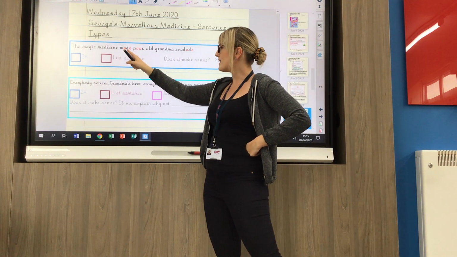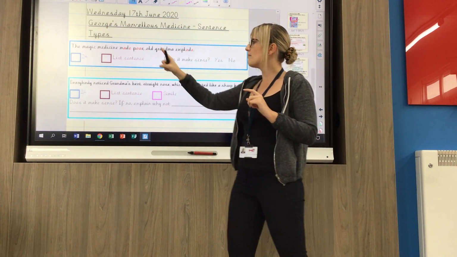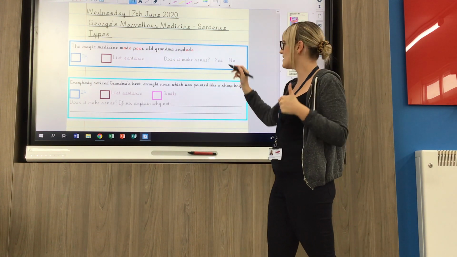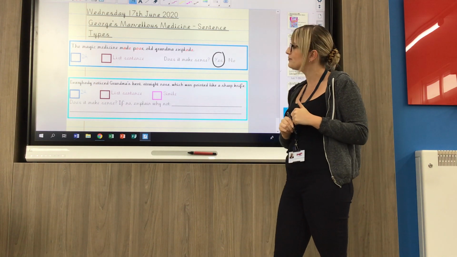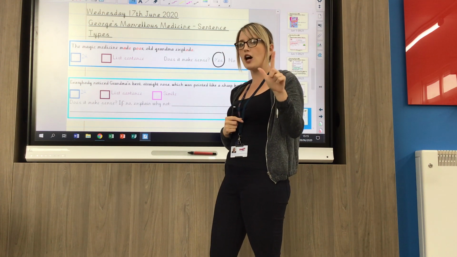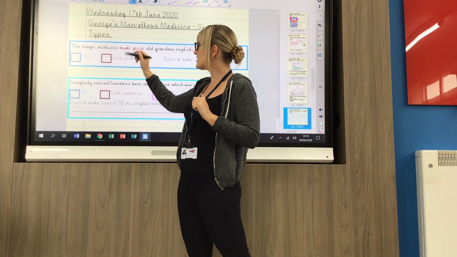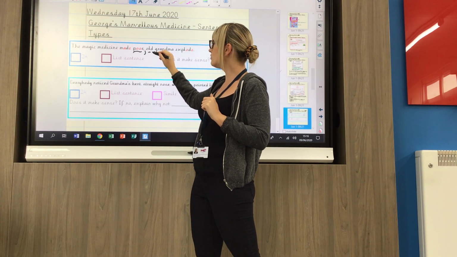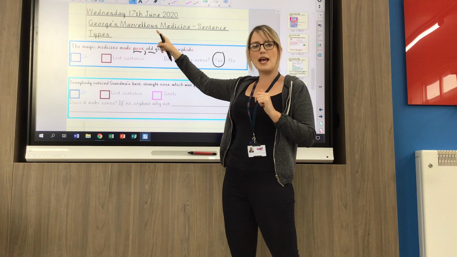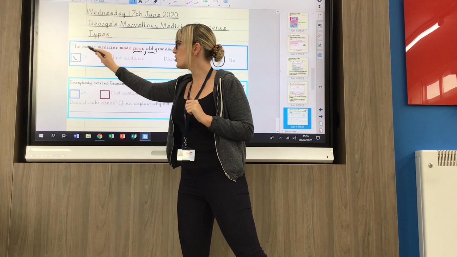So: the magic medicine made poor old Grandma explode. Let me read that again. The magic medicine made poor old Grandma explode. Well, straight away, that makes sense. I'm going to start with that and circle yes. Remember, a 2A is two adjectives separated by a comma. A list sentence is three or more. I've got two adjectives there separated by a comma, and I'm describing Grandma, so I know it's a 2A sentence.